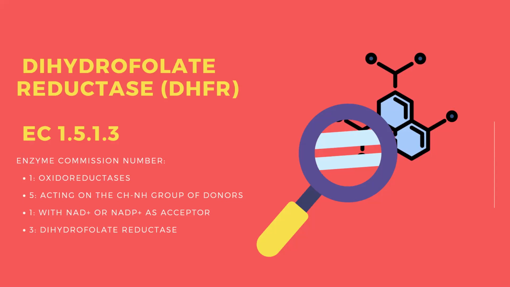Each digit in the enzyme commission nomenclature has a meaning. The first one indicates the type of reaction. The second digit indicates the type of link it acts on. The third digit indicates the class of molecule it acts on, and the last digit indicates the molecule it acts on.